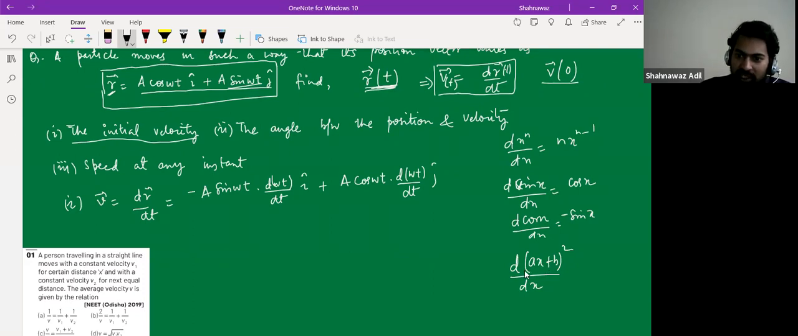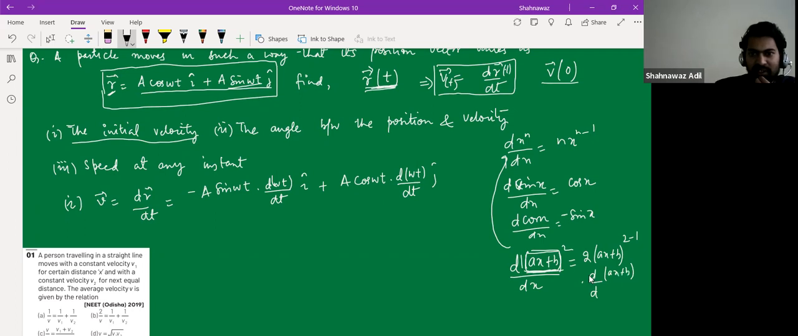Okay. So one is that you have an algebraic expression. Let's say this is something squared. So firstly, you will have to use this. So this will be 2(ax plus b) to the power 2 minus 1. And then you have to calculate d of this, so d by dx of (ax plus b). So this part has already been done, no? In your maths book part. Do you have any doubt or?